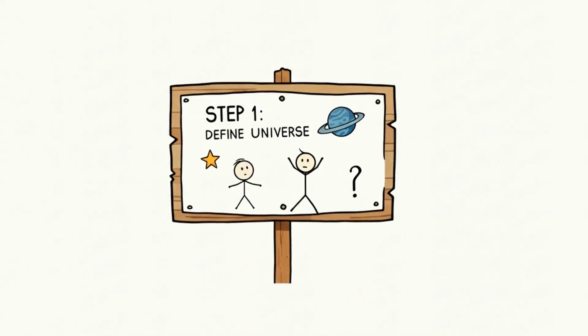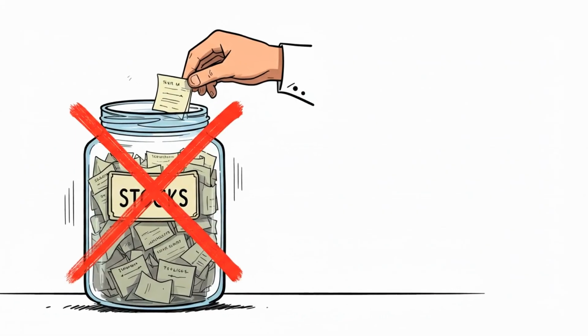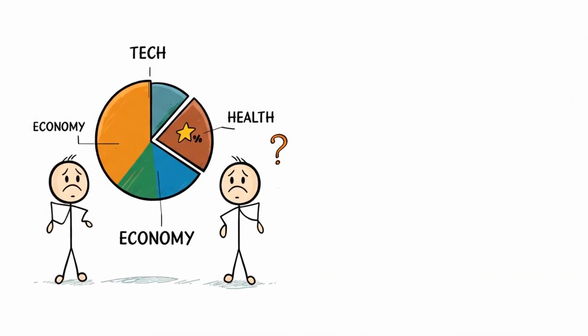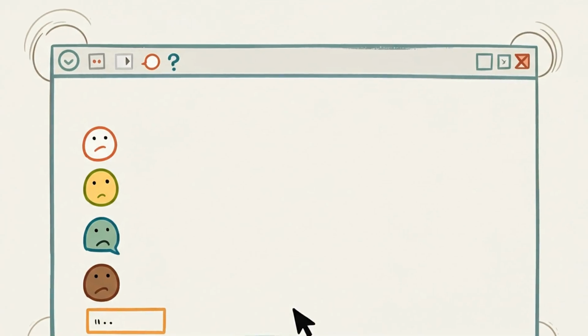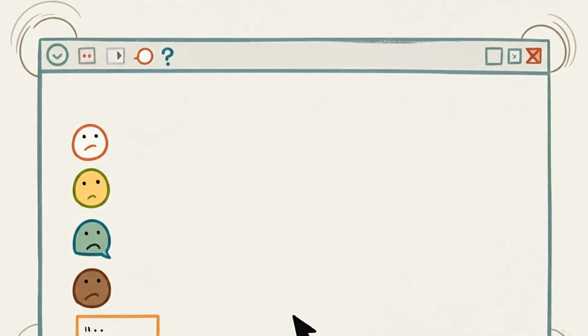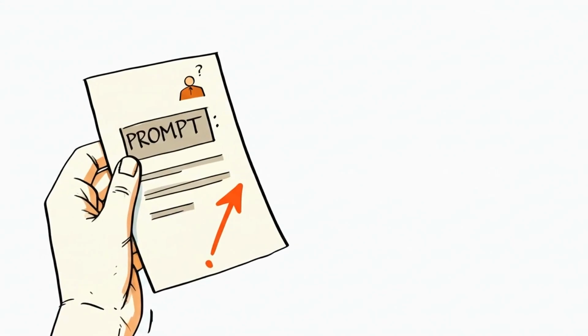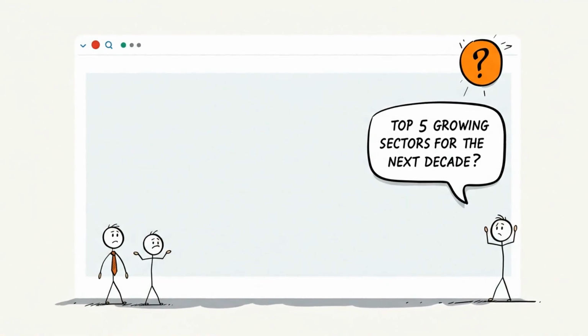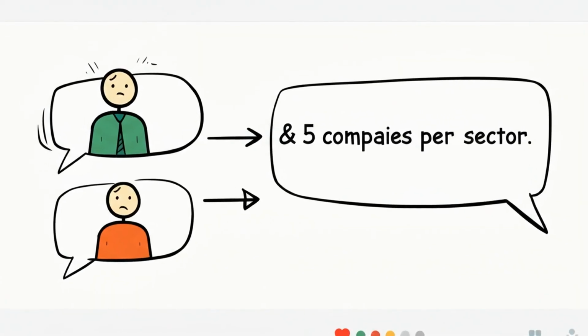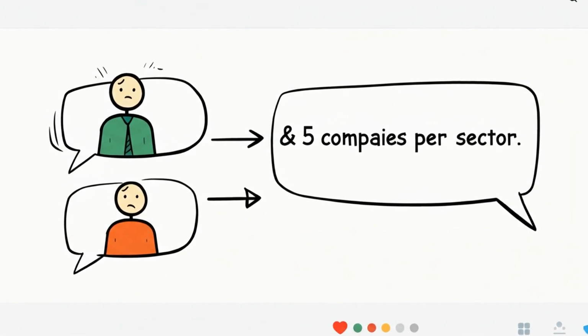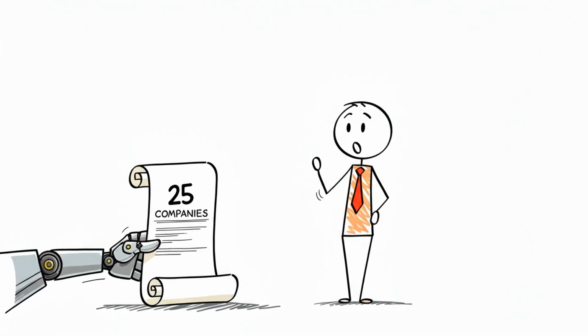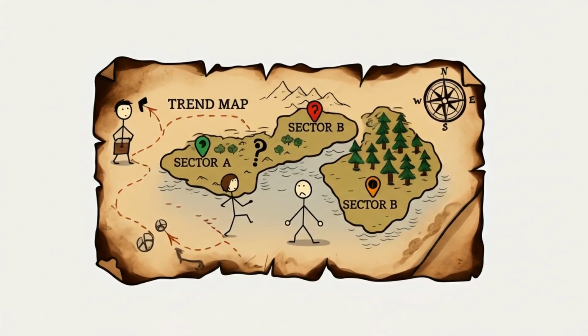Step 1. Define your universe. Don't just pick random stocks you've heard of. We need to find promising areas of the economy first. Open ChatGPT, Perplexity, or your favorite AI chat tool. Use this exact prompt. List the top 5 growing economic sectors for the next decade. For each sector, list 5 major publicly traded companies. Instantly, you have a list of 25 companies. These are not recommendations. This is a map based on broad trends, not today's hype.